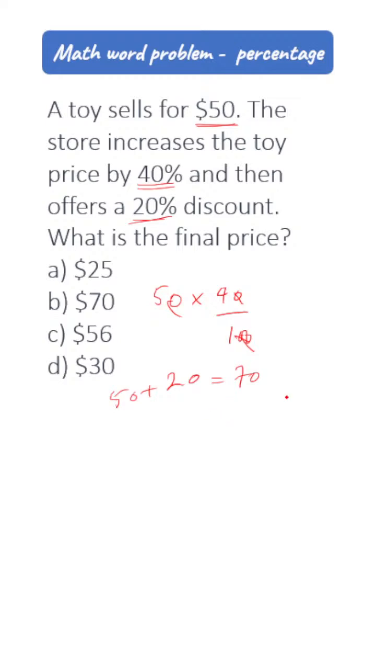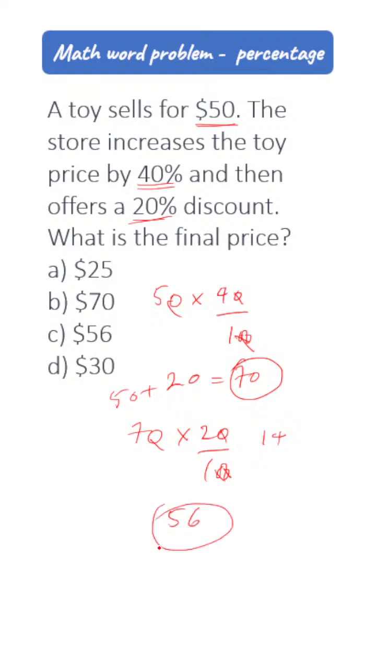And when that gives us 70, then we are now going to decrease 20% from this 70. So to decrease 20% from this 70, you say 70 times 20 over 100, 0 will cancel 0, 0 will cancel 0. 7 times 2, that's 14. And this 14, if you remove it from 70, you have 56. So we can say 56 is the correct answer.